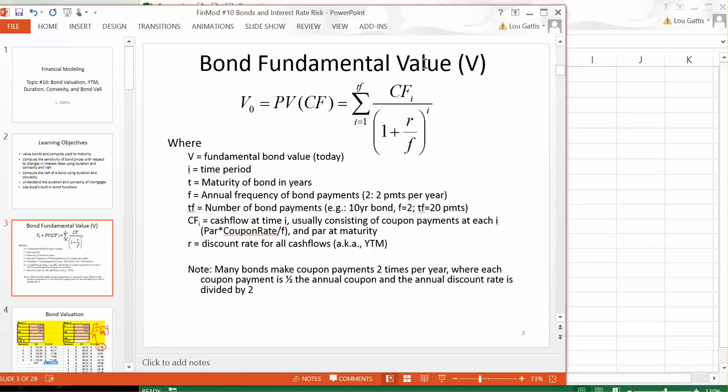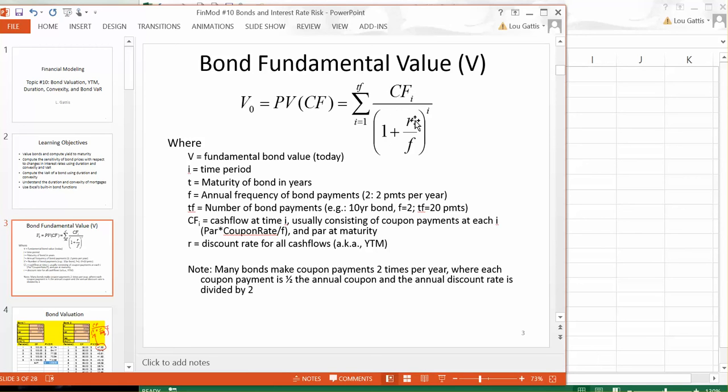The fundamental value of a bond is the present value of expected cash flows. So you can say that the value of the bond is the sum from i equals 1 to T times F. In this topic, T is the maturity of the bond in years, and F is the frequency of payments. So if you have a bond that makes semi-annual payments, your frequency would be 2. So we're going to sum from i equals 1 to the total number of payments of the bond. If it were, say, a 5-year bond with payments twice a year, that would be 10 payments. Each cash flow will either be a coupon payment or a par payment, which is paid at the end of the bond's life.